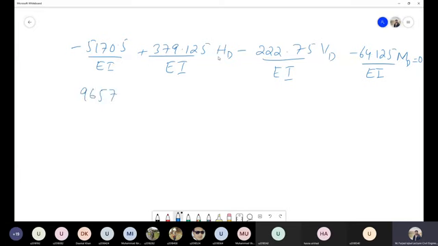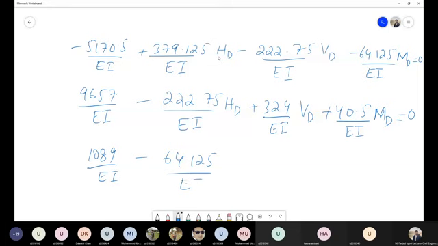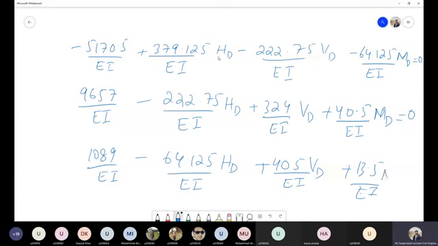This equation 2 will be 9657 over EI minus 222.75 over EI into HD plus 324 over EI into VD plus 40.5 over EI into MD. And the final one will be 1089 over EI minus 64.125 over EI plus 40.5 over EI and plus 13.5 over EI into MD equals to 0. This EI factor will go on to other side and will be 0, because on the other side we don't have any deflection or anything.